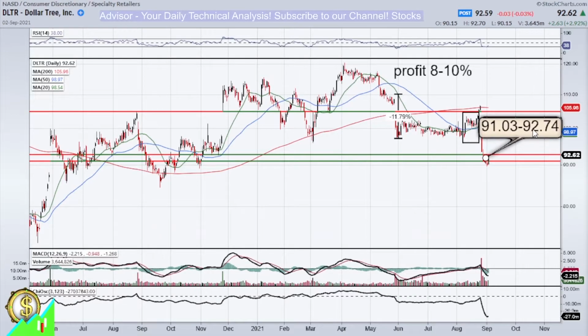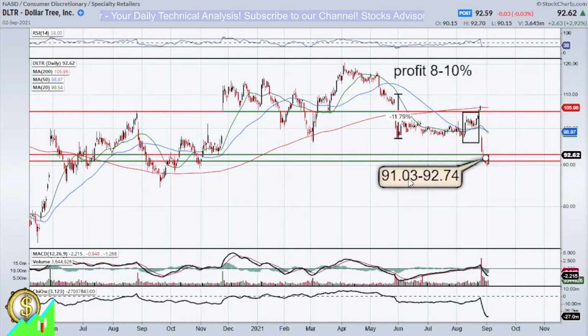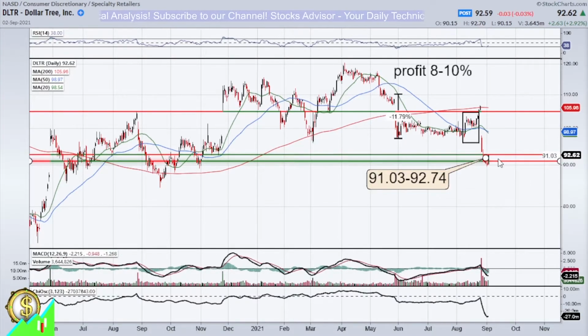So this is the first technical level, from where we expect the price to bounce up at least all the way to moving average 20. And if this is not working, it's also possible it might decline further. Then we need to prepare to buy at the second level.